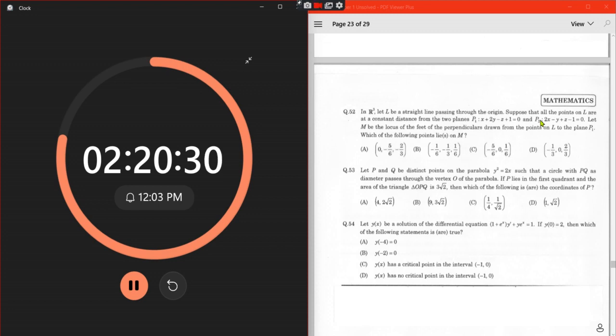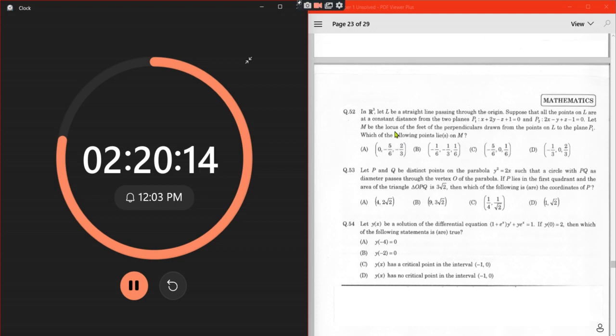Wait, constant distance. This still doesn't make any sense. What are you saying? Constant distance from these two planes. Okay, from 0, okay. No big deal. Right, understood.